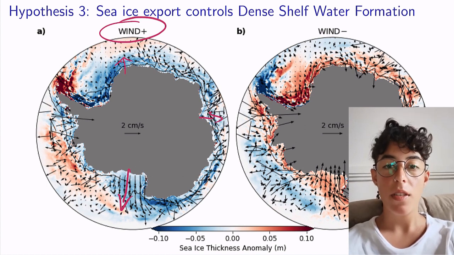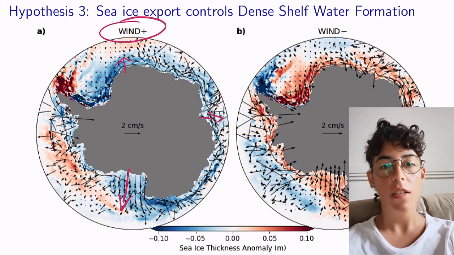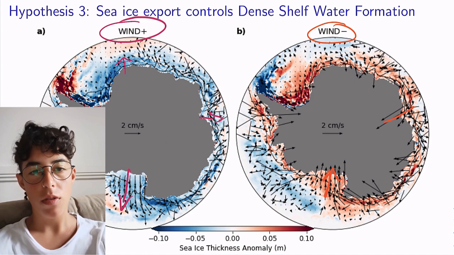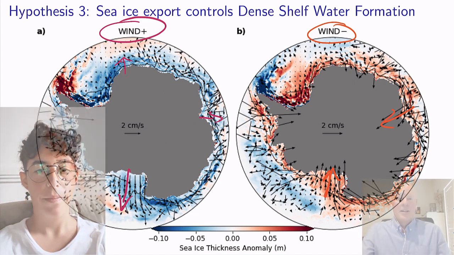The net result of this sea ice advection is lower sea level and higher salinity on the shelf, resulting in stronger dense shelf water formation. And again, the wind minus case shows the converse anomalies.